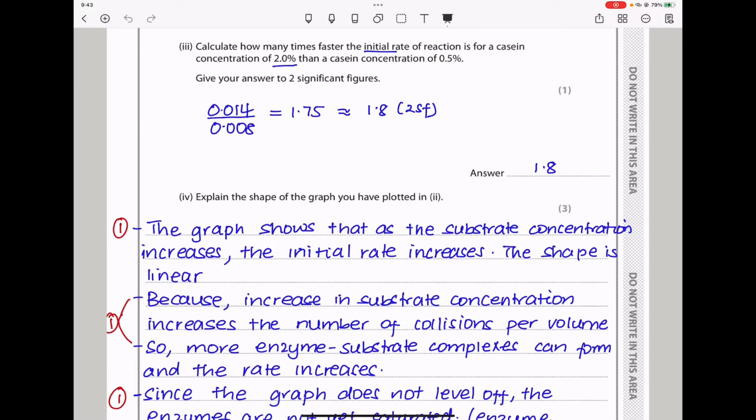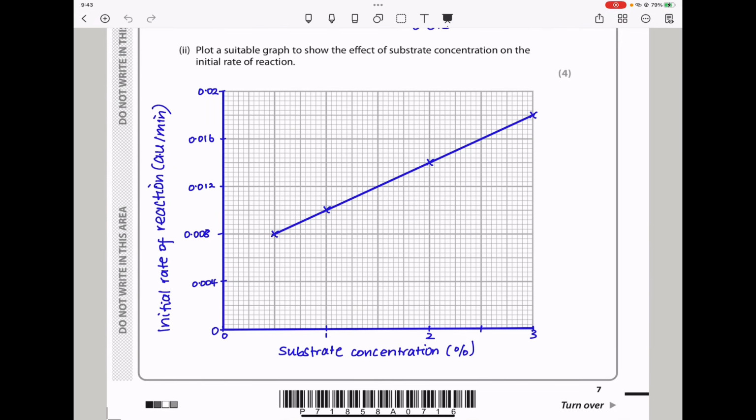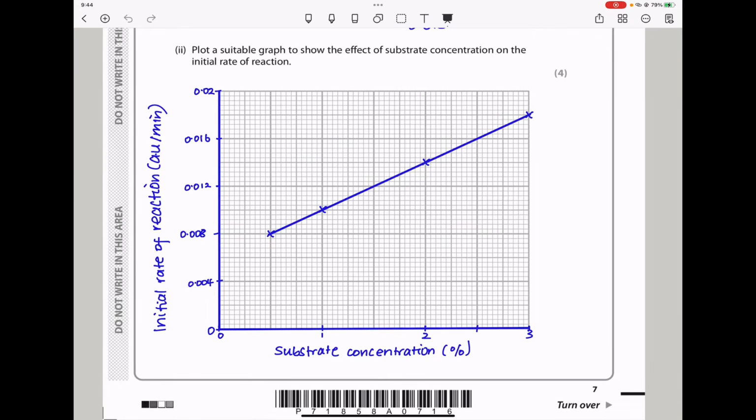Next they say, explain the shape of the graph you have plotted. Remember, the graph was linear. This one here. It's a linear relationship, and it's a positive correlation. As substrate concentration increases, the initial rate increases. Now, because this is substrate concentration and this is rate of reaction, we have to talk in terms of enzyme substrate complexes being formed. The higher the substrate concentration, the more the collisions between the enzyme and the substrate, the higher the rate of formation of the enzyme substrate complex, the higher the rate of reaction.